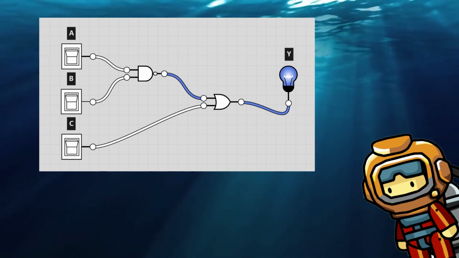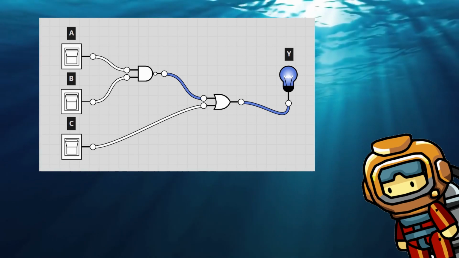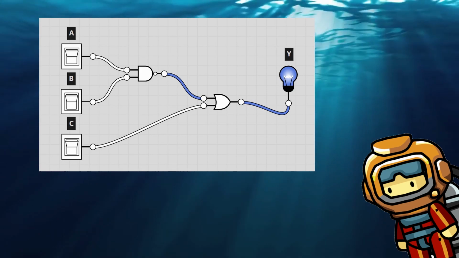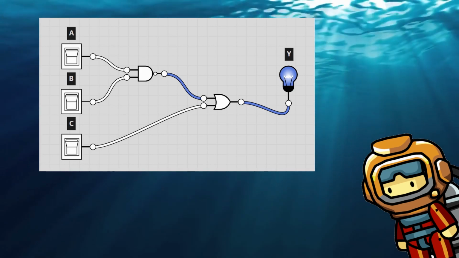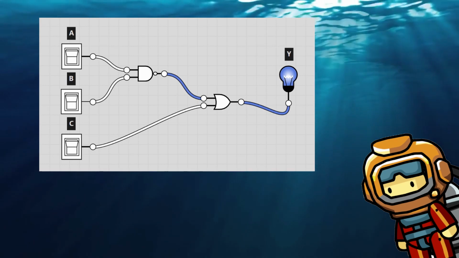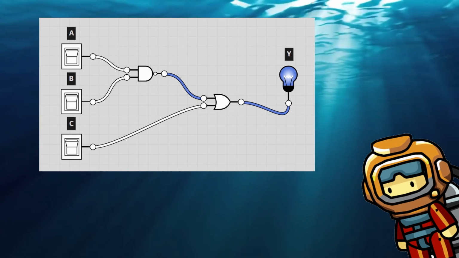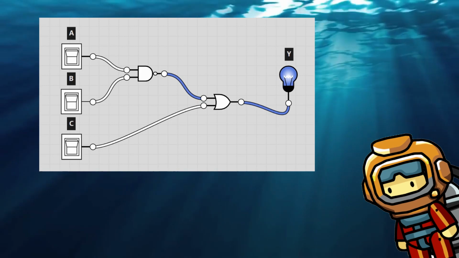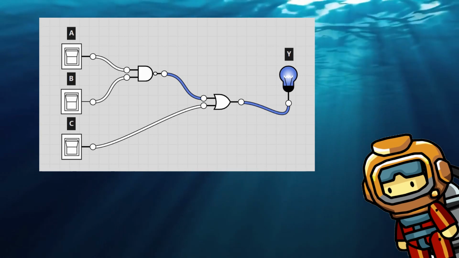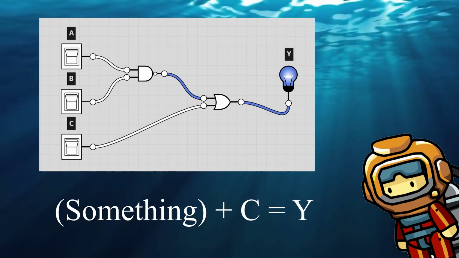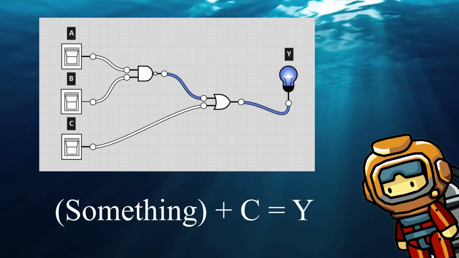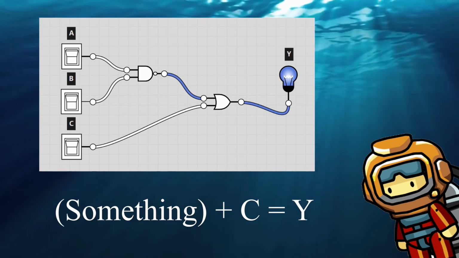First, we look at the end result, which is an OR gate, right? To get your end result, the first thing that you see is an OR gate. So that means that two different things must be added together to get to the end result. Now one of those two things is just C. So we can write something plus C gives you Y, right? Now if we look at the other side, it's a NAND gate.